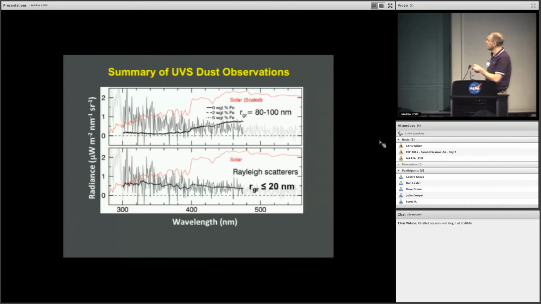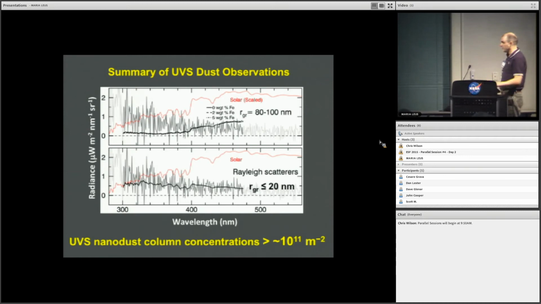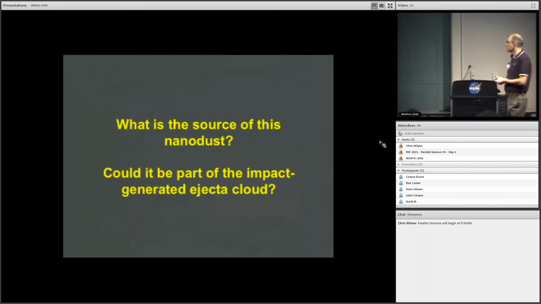This is a model fit assuming grain sizes between 80 and 100 nanometers. You can see it doesn't really do a great job of matching the spectrum. But when you look at Rayleigh scatterers with dust radii below 20 nanometers, it seems to do a pretty good job of fitting it. The tricky thing is the UVS nanodust column concentrations for this event were in excess of 10 to the 11 grains per meter squared, assuming a 30 nanometer grain. So that's a lot of dust grains.